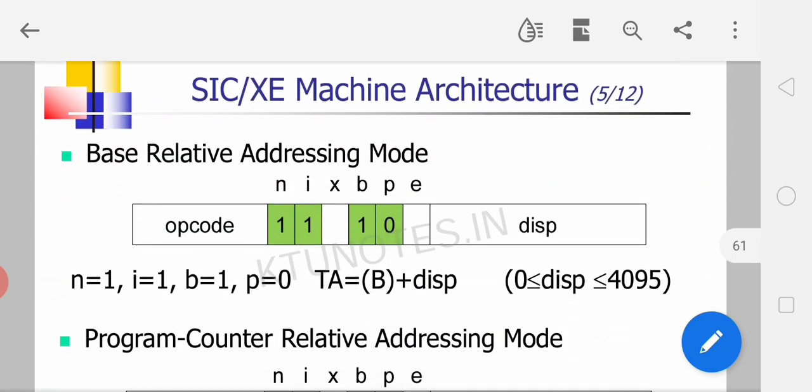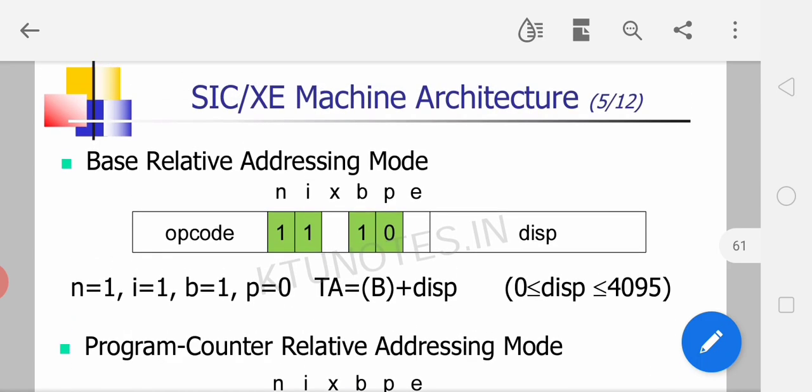Then this is the base relative addressing mode. We will explain it in detail. In base relative addressing mode, as we already discussed, the format should be like this: opcode, then NIXBPE. That is the sequence of the flag bits that we use in base relative addressing mode.